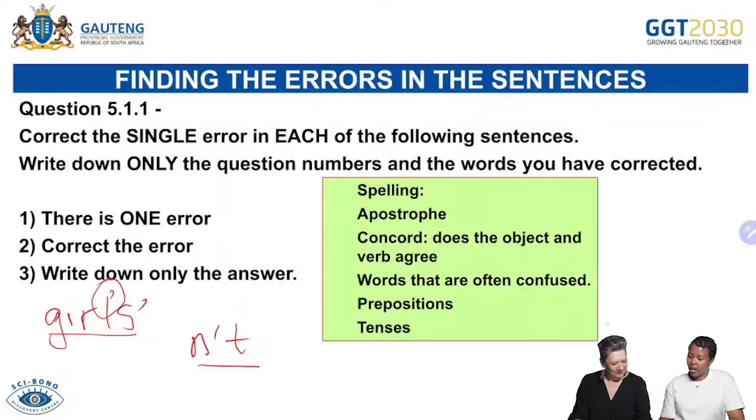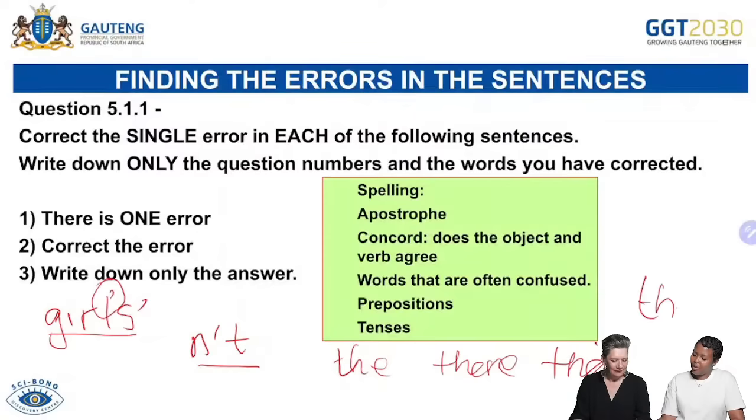And then words that are often confused. So we've got words that are often confused, for example, there. These are some of the words that are often confused, and you have to be aware which one to use and when to use it. We've got a preposition error: instead of saying in, you say on, between, etc.